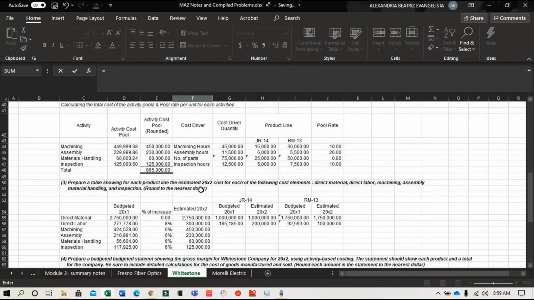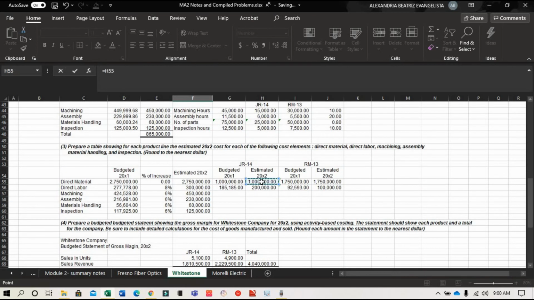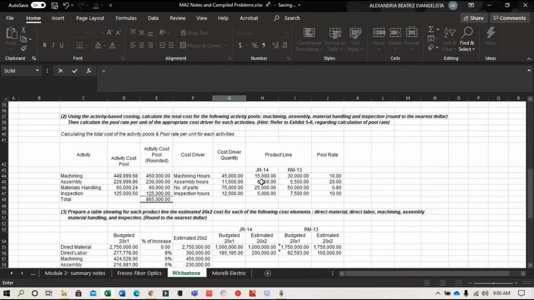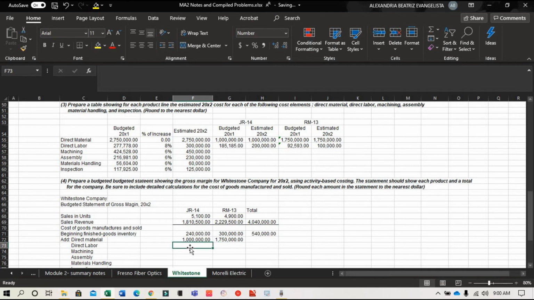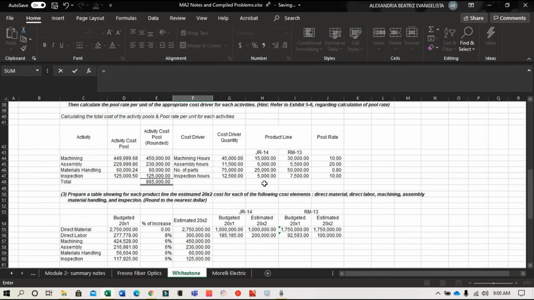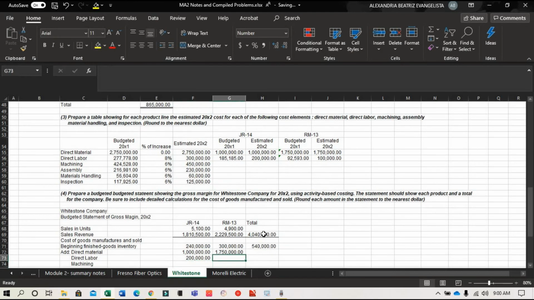For the direct materials, I'm just going to copy this. 1 million for JR14 and 1,754,000 for RM13. Direct labor for JR14 is, where is it? 200,000, and direct labor for RM13 is 100.